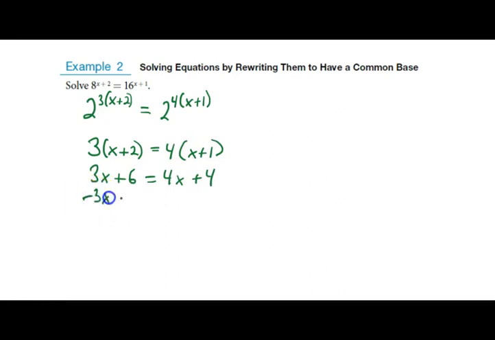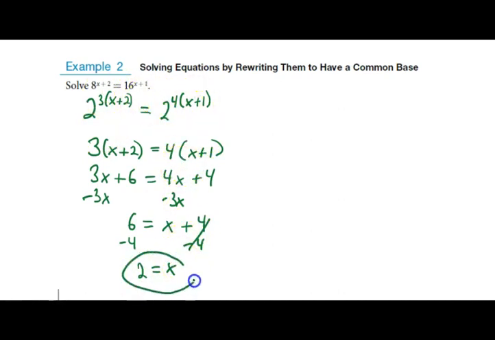So subtract 3x. I get 6 equals x plus 4. Subtract 4. And x will equal 2. And again, if you plug it back in, you'll notice you do get the same thing on both sides. So I have that answer there.